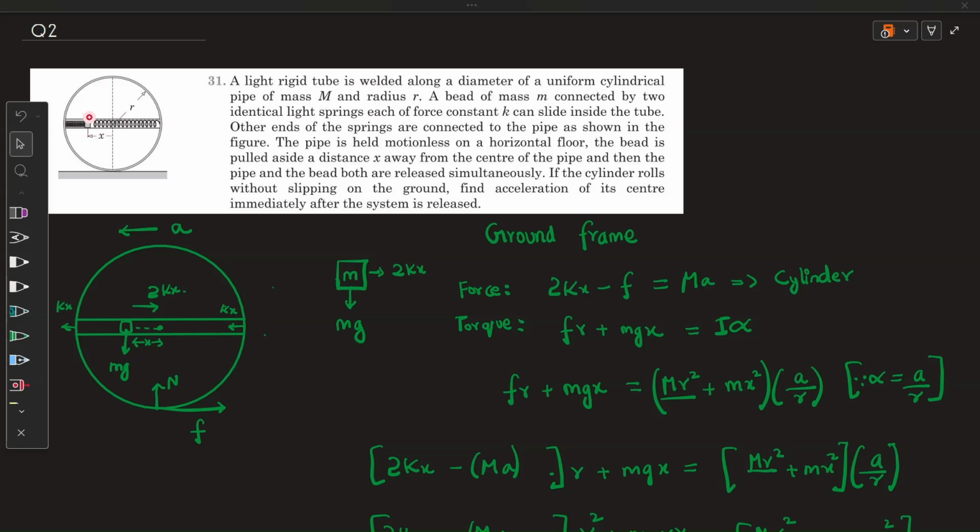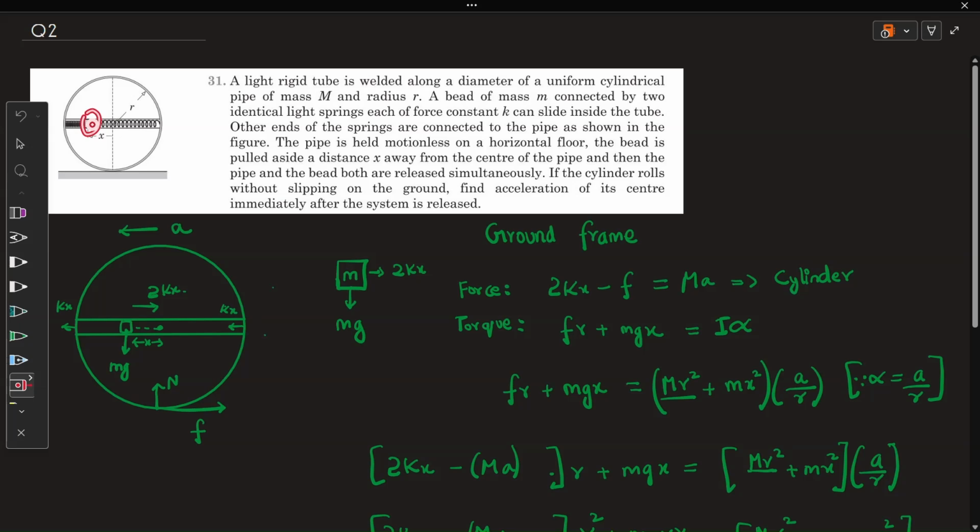Let's analyze the situation. This particular block, due to this spring, will try to move in this direction. What is the force at this particular extent due to this spring in this direction? It is kx. Similarly, this will try to pull it right with the same magnitude kx, because the extension is x in both cases. So 2kx is acting on this block and mg is acting downwards. That's it. This is a free body diagram of this thing.